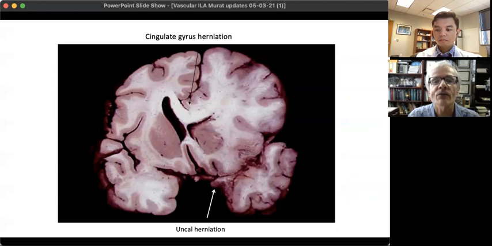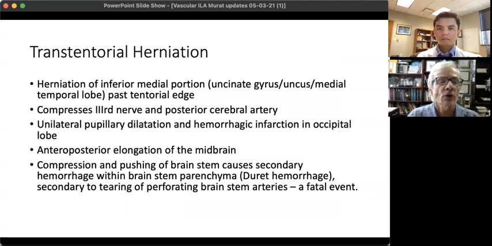I think in the next slide we have those summarized. What is happening is this medial temporal lobe herniates from the edge of the tentorium, between the tentorium and the brainstem, down into the posterior fossa. In the process, it compresses the third nerve and the posterior cerebral artery, and therefore people tend to get third nerve palsies and infarcts in the posterior cerebral artery territory.